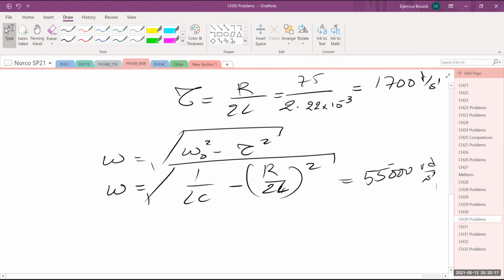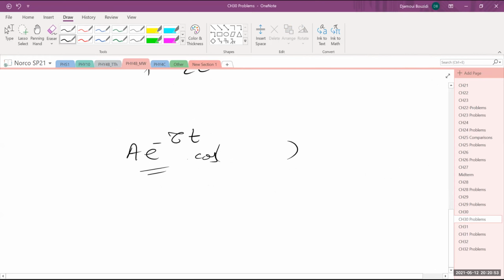Remember, the amplitude of the oscillation has an exponential of negative tau t. The cosine is not the amplitude, so this is the envelope. It goes from the value at t equal to 0, which is just going to be A, to another value later on, at t1.